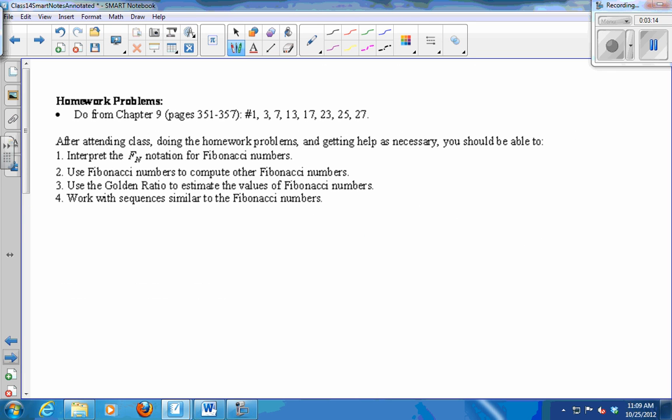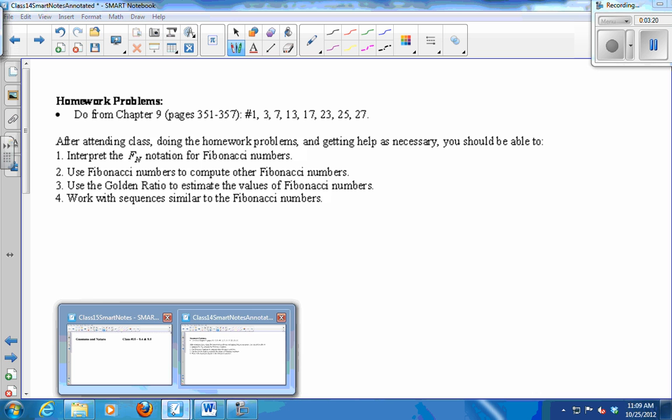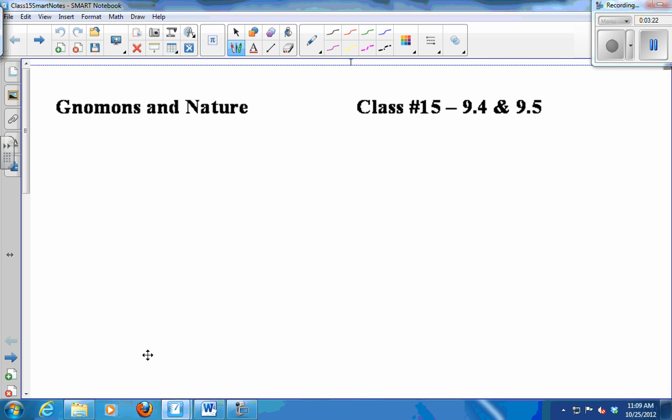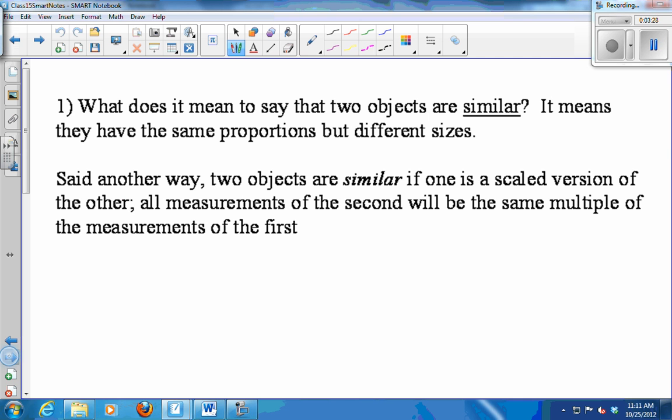Okay, so that finishes up our discussion of Fibonacci numbers and the golden ratio. Moving on to class 15, we're going to talk about gnomons and nature. So we're going to have to do a quick little review of some geometry concepts before we jump into gnomons.